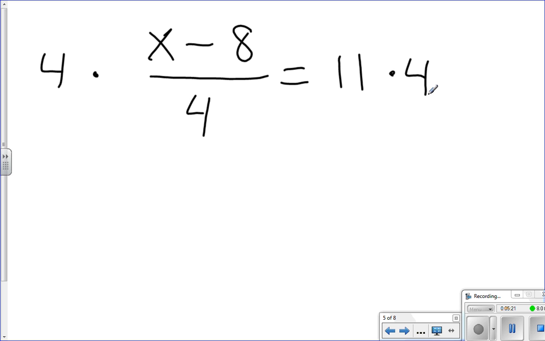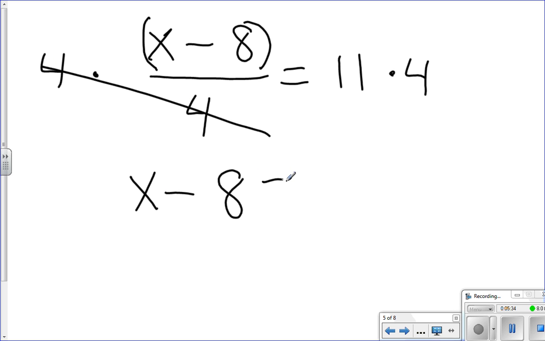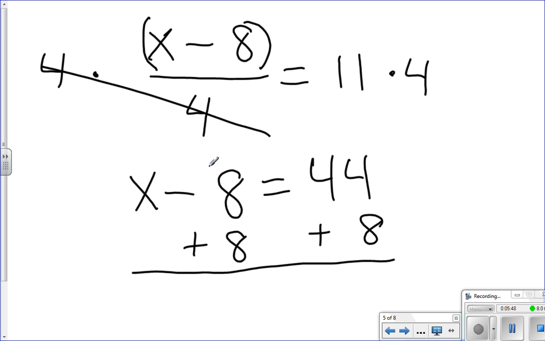If it helps you understand what's going on here, you could put parentheses around the numerator. These two are together. So those 4's cancel out, and I'm left with x minus 8 equals 11 times 4, 44. Finally, I need to solve for x. I need to get it all by itself, so I'm going to add 8 to both sides. I'm left with x equals 52.